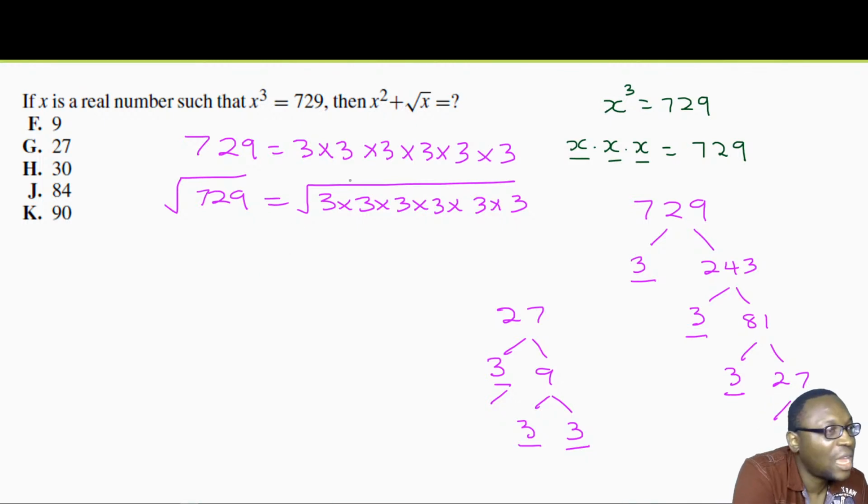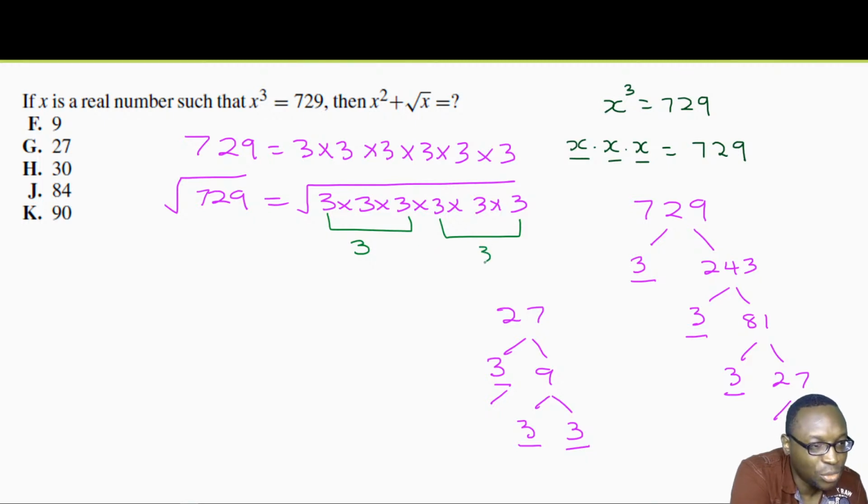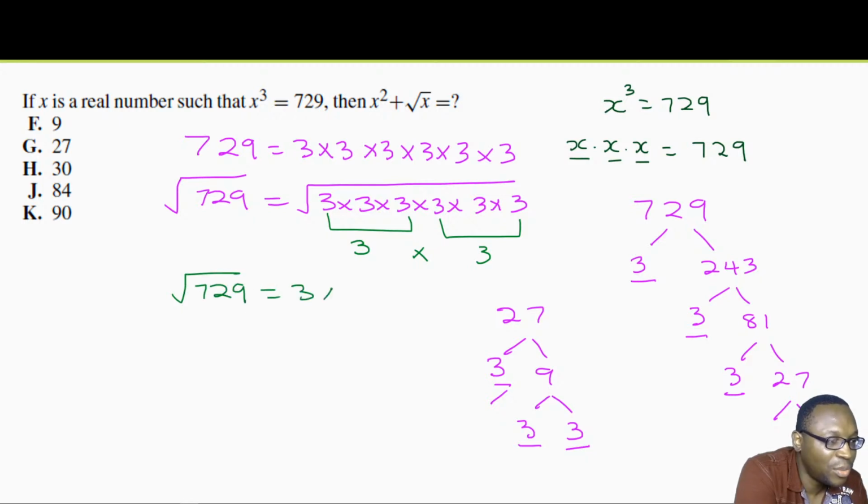And when you have this situation, the cube root simply means that we're going to have groups of 3. So we have a group of 3 here. We have 3 3's here. So we're going to get one number out of it to represent that group. And then over here, we're going to get one number out to represent the group, and we can multiply. So the cube root of 729 is going to be 3 multiplied by 3, which is equal to 9.